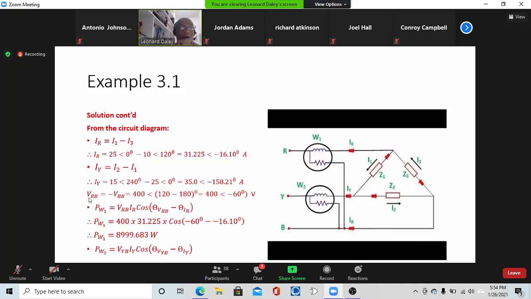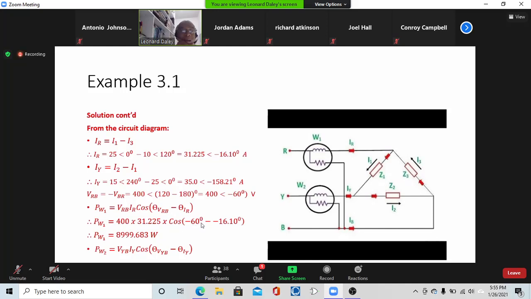All right, so now we have gathered all the data that we need in order to be able to solve the problem. Find the power in each of the wattmeters, read by each wattmeter. So the power read by wattmeter 1 is VRB times IR times the cosine of the phase angle between IR and VRB. All right, so that's what this equation is saying.